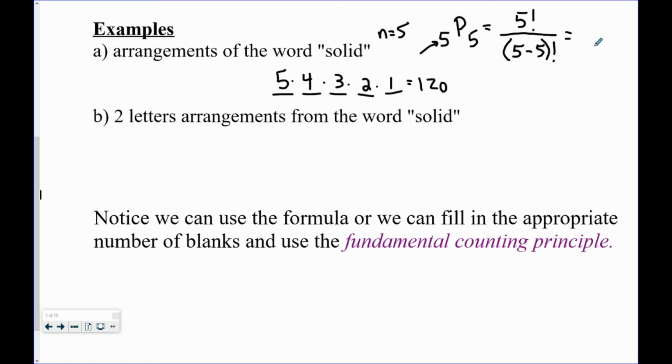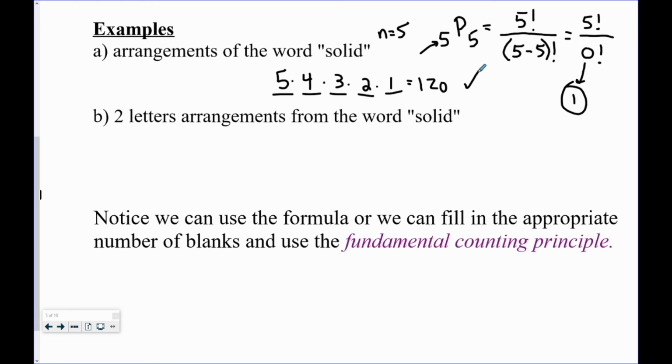So 5 minus 5 factorial. Now, do not get confused here, because you have 5 factorial divided by 0 factorial. 0 factorial is not 0, it's 1, okay? So you have 120 divided by 1, or 120. So no matter what, you get the right answer.